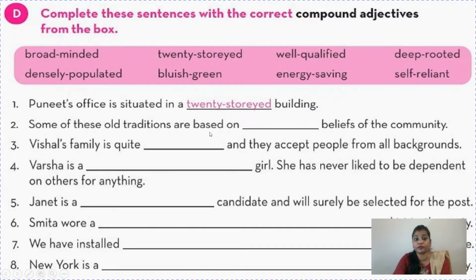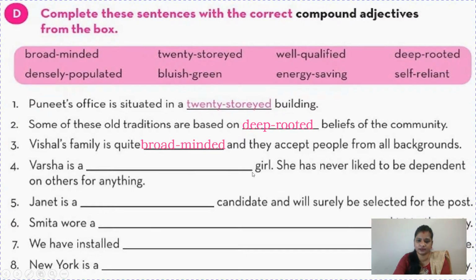Some of these old traditions are based on dash beliefs of the community. So children, when we are talking about old traditions, I think deep-rooted is the most appropriate word here. Vishal's family is quite dash, but they accept people from all backgrounds. So when we are talking about traditions and all, again we will write here broad-minded.